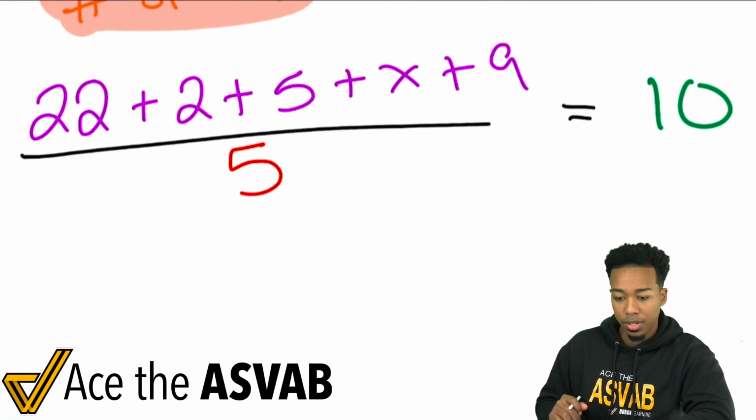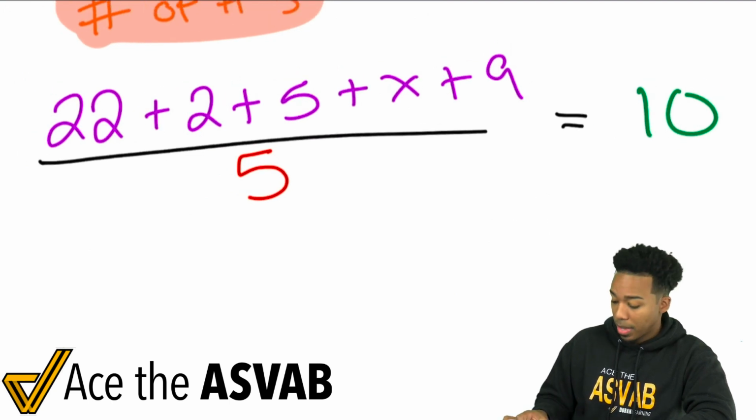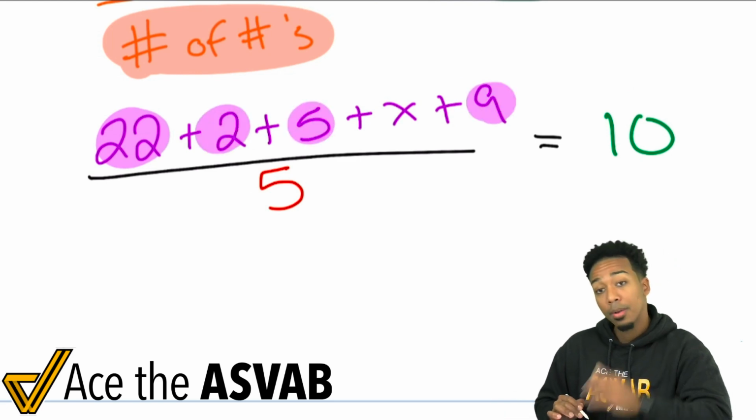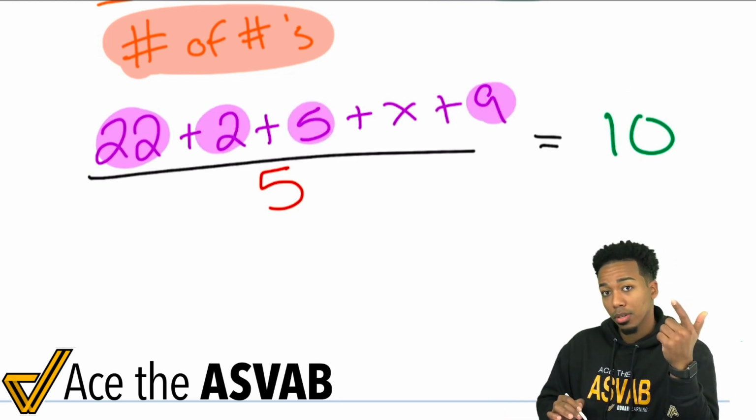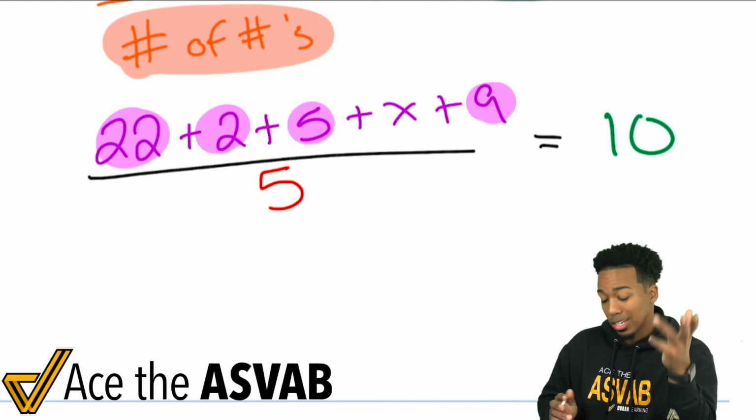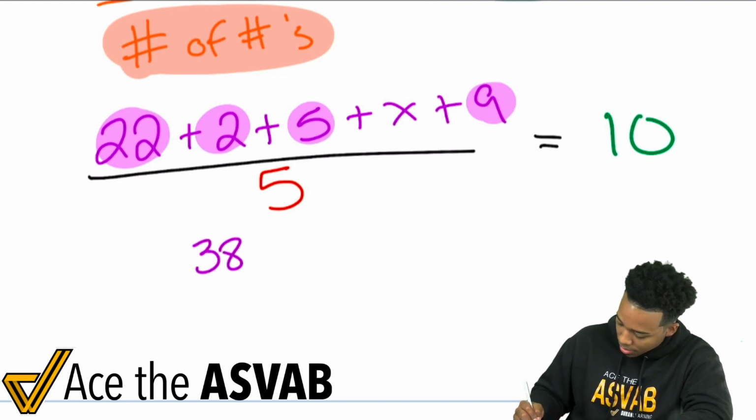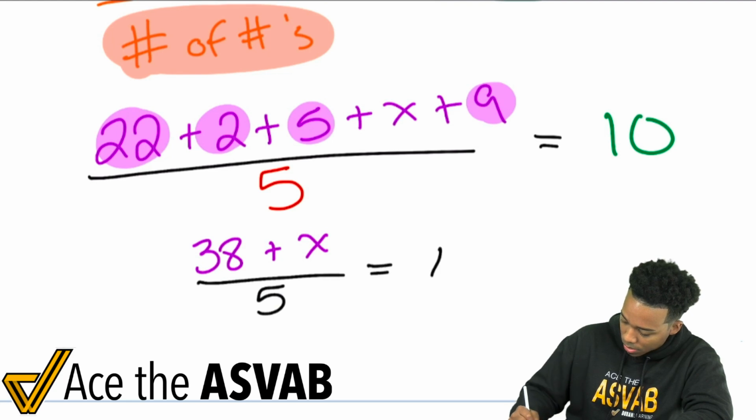That's how you can do it. Let's go ahead and check this out here. So we're going to have all of that. And the first thing we're going to do is combine those like terms. 22 plus 2 plus 5 plus 9. 22 plus 2 is 24. 24 plus 5 is 29. 29 plus 9 is 38. So we have 38 here. We have 38 plus x over 5 equals 10.